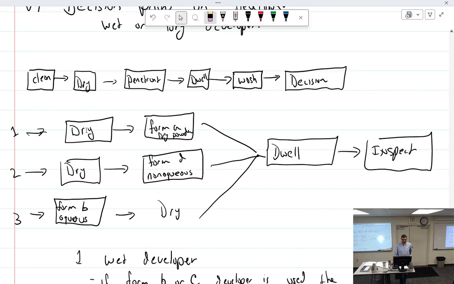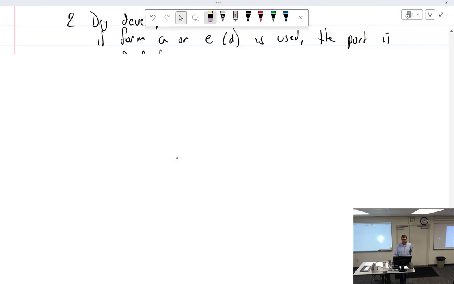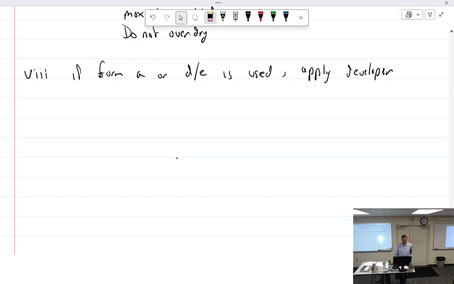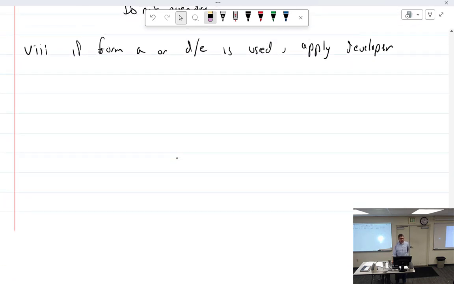If we use dry developer, which is form A or form D/E, we dry it, then we put the powder on. Or we use the aqueous and then dry. Everybody follow? So we're circling around saying, okay, now we've dried it and it's time for developer. So my two dry developers are A or the D/E developer. And how are we going to put it on?